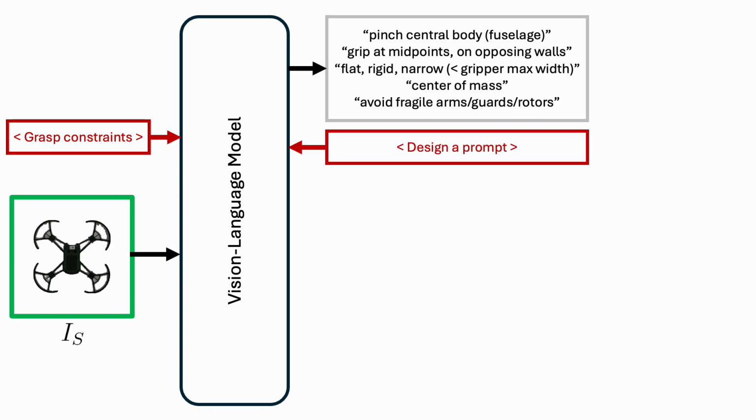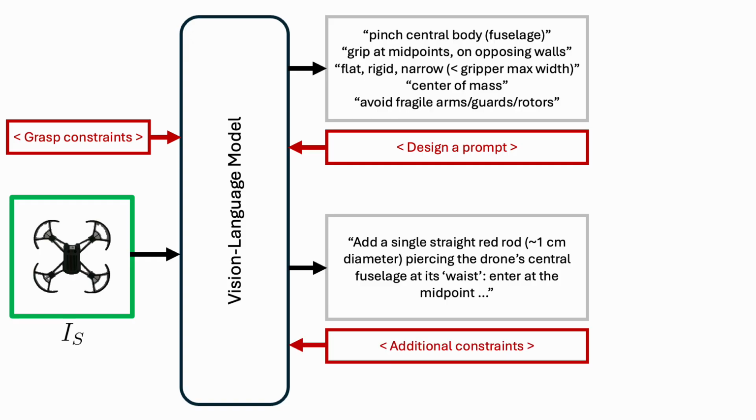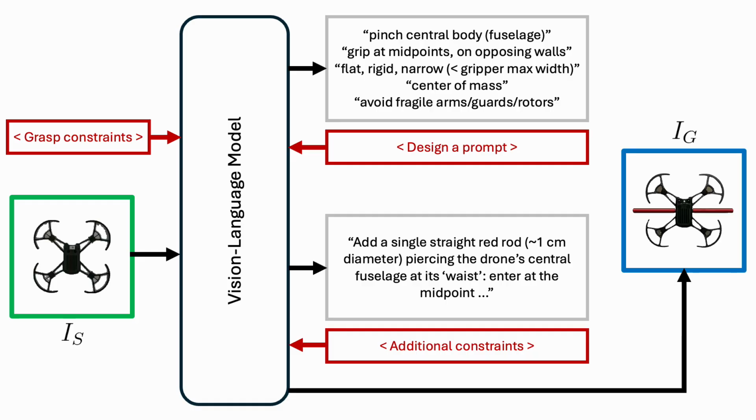Next, we query the VLM to design a prompt for editing the original image so that the generated image sees the object being impaled by a rod. Finally, we augment the generated prompt with additional constraints and query the VLM one last time to obtain the edited image. The rod in the generated image encodes in image space the antipodal axis for the goal grasp.